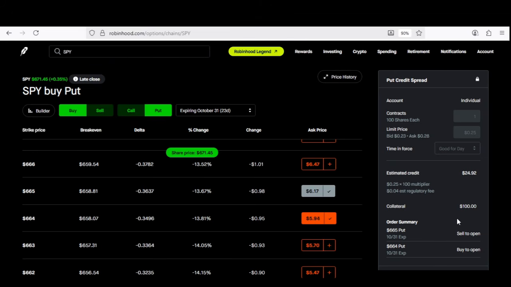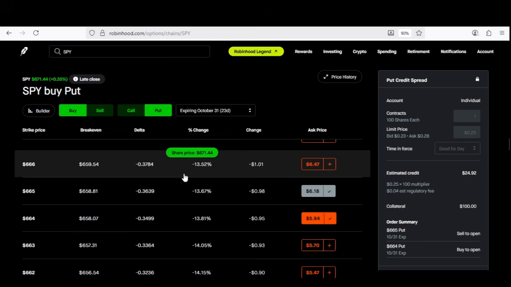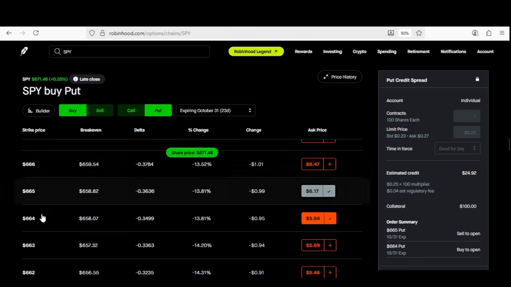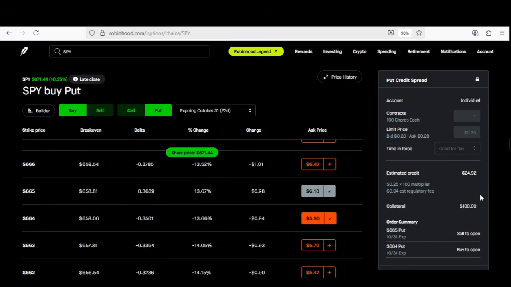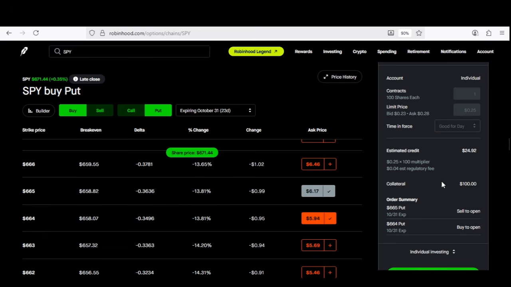Now, there is another way this trade could go. Once again, come expiration date, if this share price is trading below your bottom leg of 664, then the good news is that you're going to get to keep your income. That income is always going to be yours to keep no matter how the trade goes. However, you're going to lose your collateral of $100. So it's a perfect option strategy for you to use if you're trading with a small account.